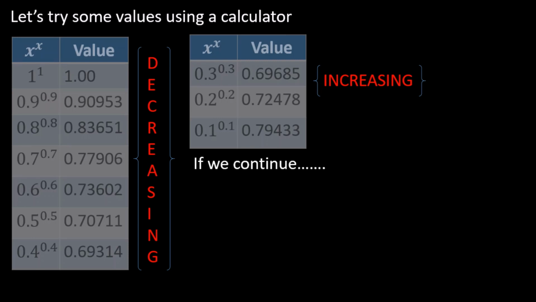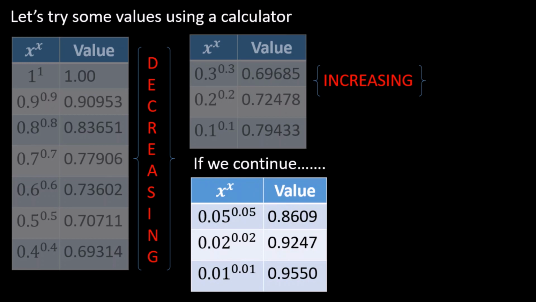If we continue, say smaller values than 0.1, we'll start with 0.05 to the power of 0.05. So we get 0.8609. 0.02 to the power of 0.02 is equal to 0.9247. So, still increasing. 0.01 to the power of 0.01 is 0.9550. So the obvious trend now is that it is still increasing. Now how about we get smaller and smaller and smaller? So we will find out the most probable answer for our question.